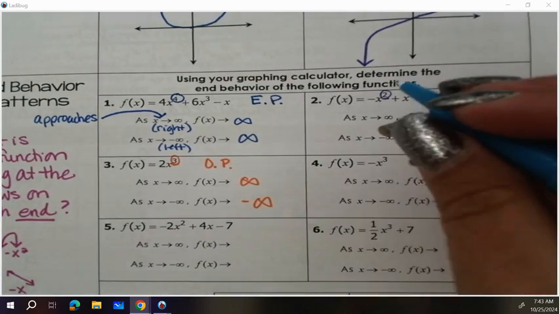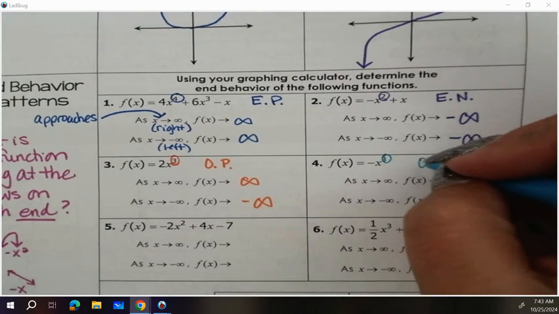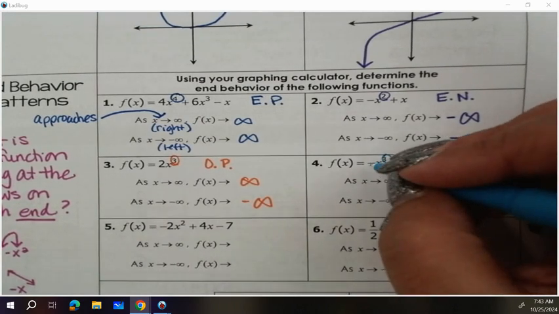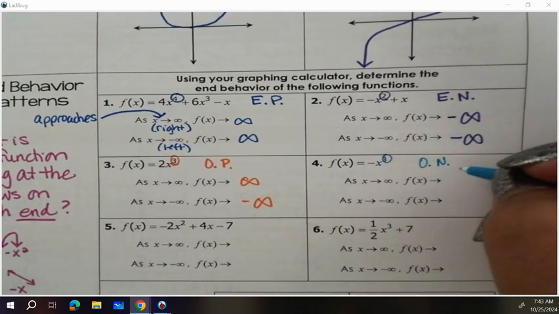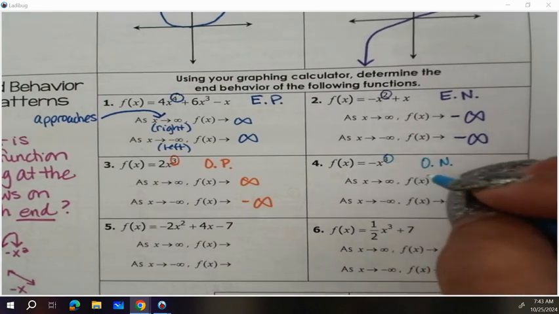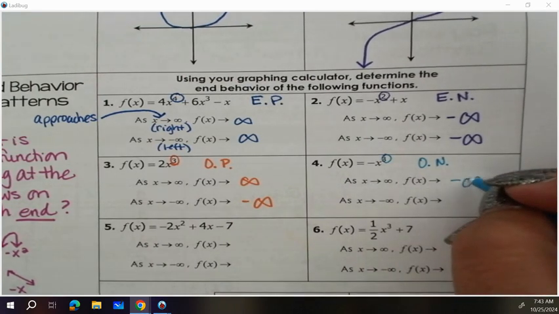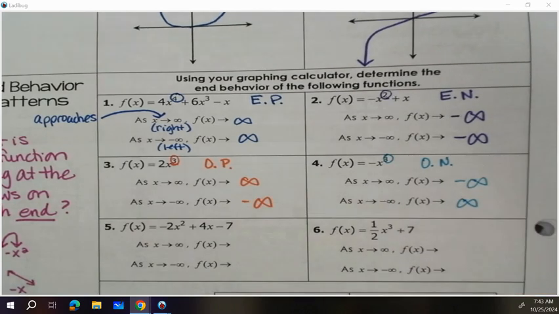All right, here we're odd negative, odd exponent. 3 is odd. Leading coefficient is negative. So this is going to go the opposite direction. As I go to the right, I'm going down. As I go to the left, I'm going up.